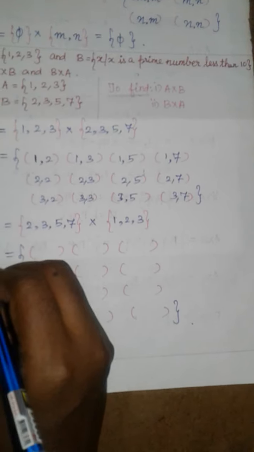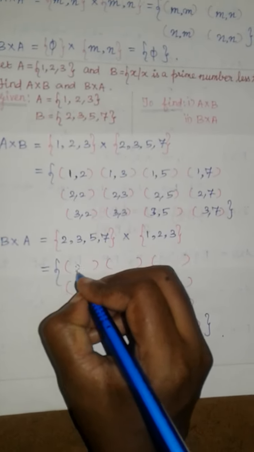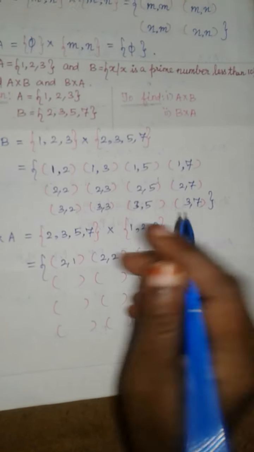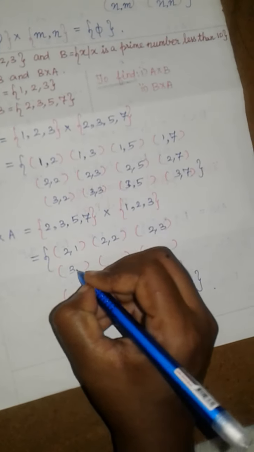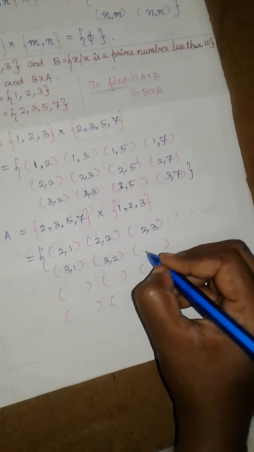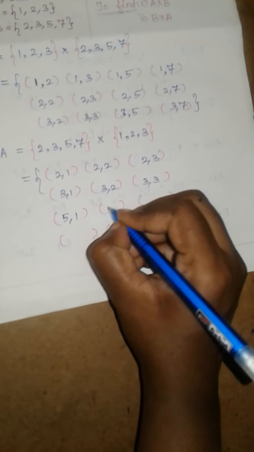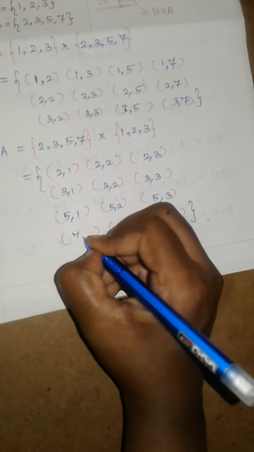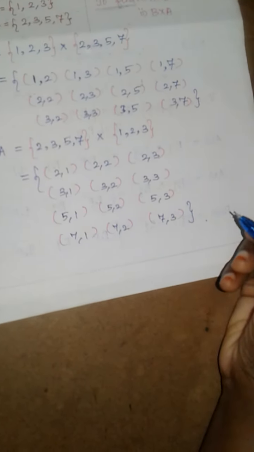Okay, now the Cartesian product of B cross A, B set into A set. Here (2, 1), (2, 2) and (2, 3). Now 3 with that cross product: (3, 1), (3, 2) and (3, 3). Next (5, 1), (5, 2), (5, 3). Next (7, 1), (7, 2) and (7, 3). That's all, students. Thank you.